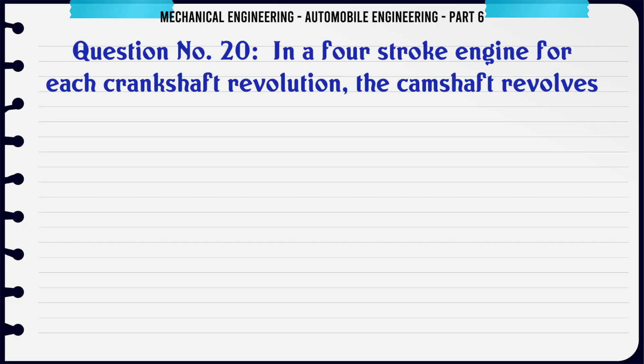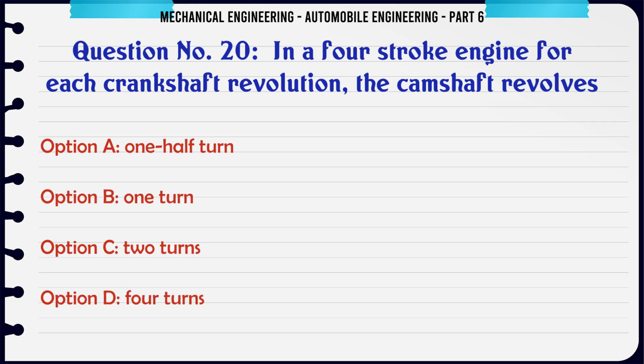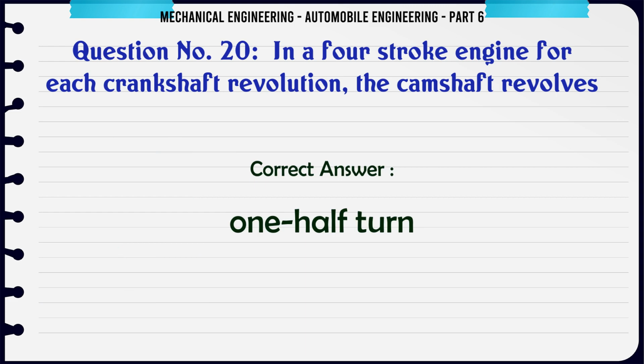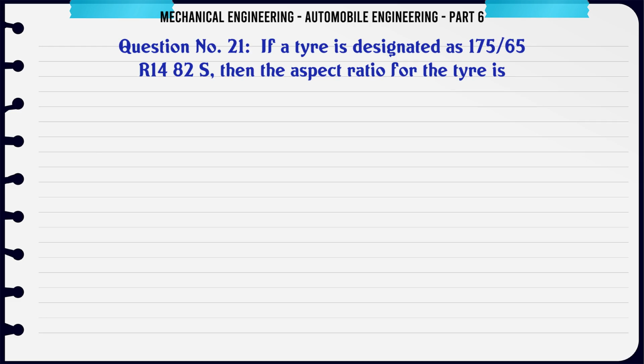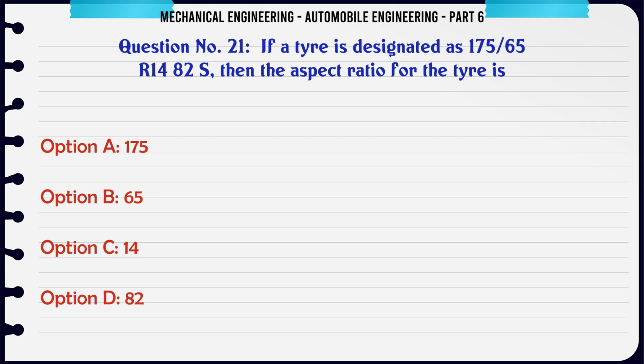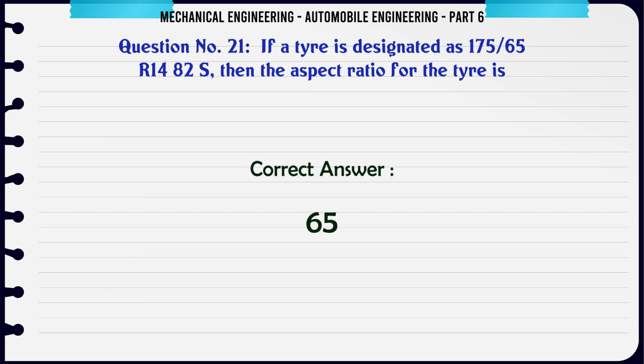In a 4-stroke engine, for each crankshaft revolution the camshaft revolves: A. 1/2 turn, B. 1 turn, C. 2 turns, D. 4 turns. The correct answer is 1/2 turn. If a tire is designated as 175/65 R14 82S, then the aspect ratio for the tire is: A. 175, B. 65, C. 14, D. 82. The correct answer is 65.